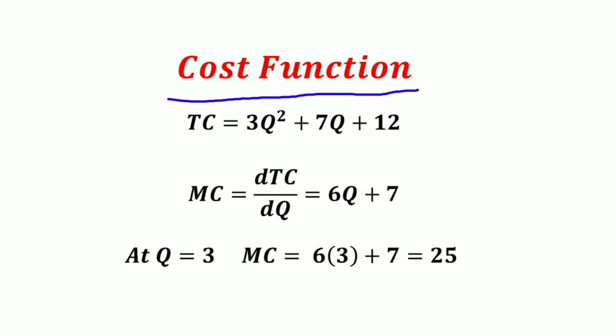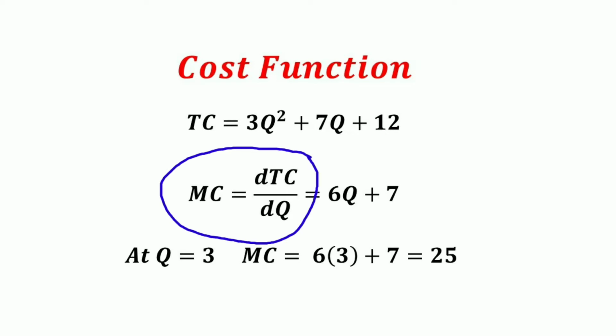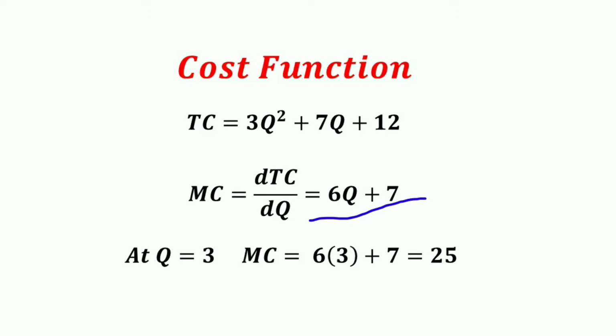For example, here the cost function is given, where the total cost is a function of output. So the total cost function is 3q square plus 7q plus 12. Now if you want to find the marginal cost from the given total cost function, then take the first derivative of the total cost function with respect to q, and it will become 6q plus 7. So the marginal cost is equal to 6q plus 7, that is, the first derivative of the total cost function.